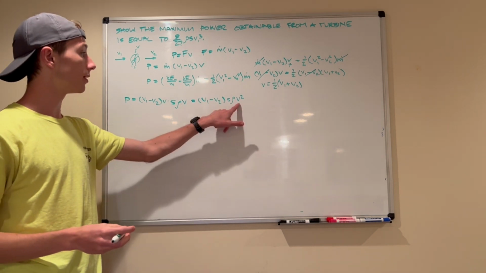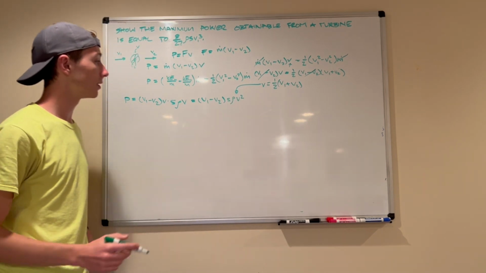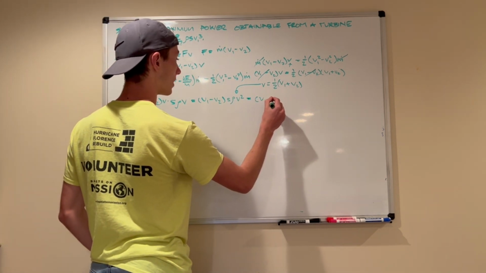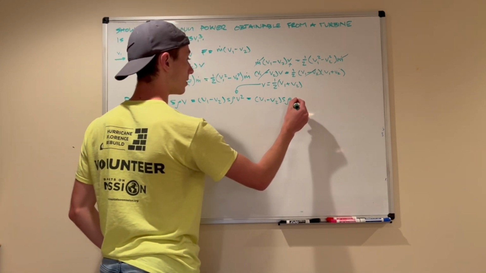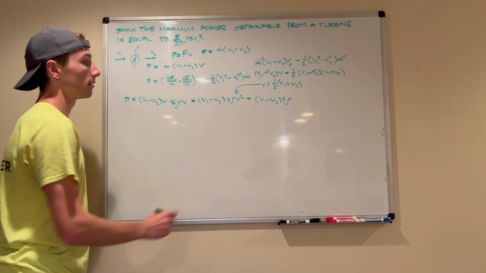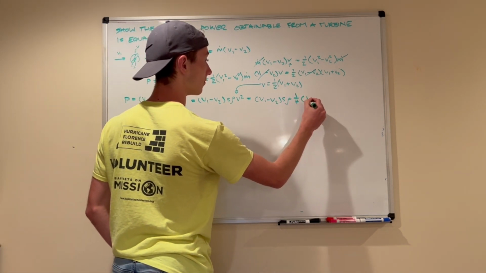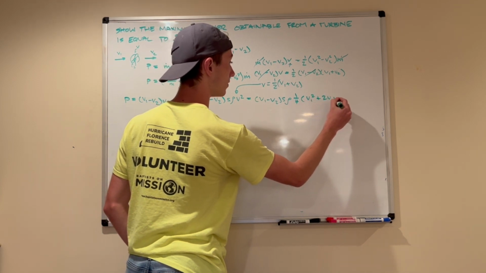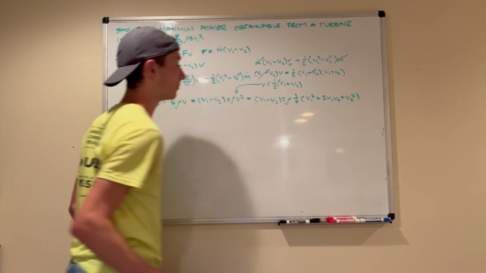Now we can input our expression for velocity that we just found back into here. We obtain the following: V1 minus V2 times S rho, and then V squared becomes 1/4 times V1 squared plus 2 V1 V2 plus V2 squared.